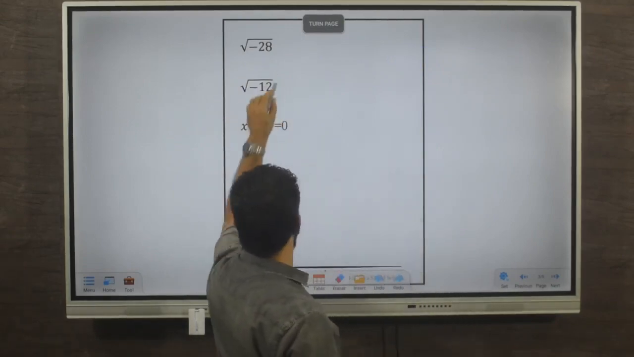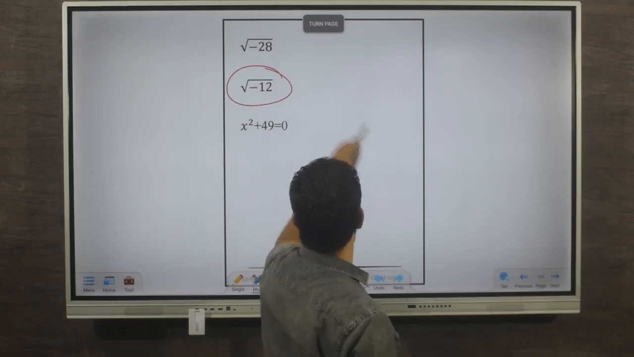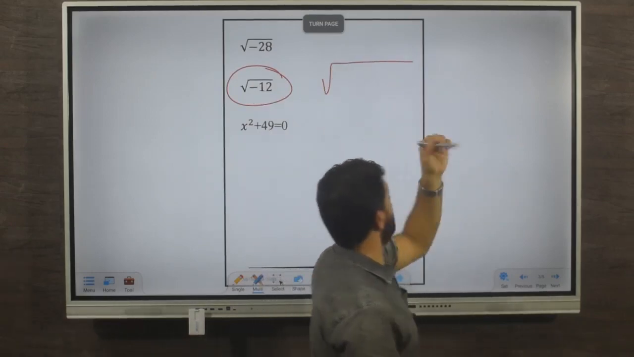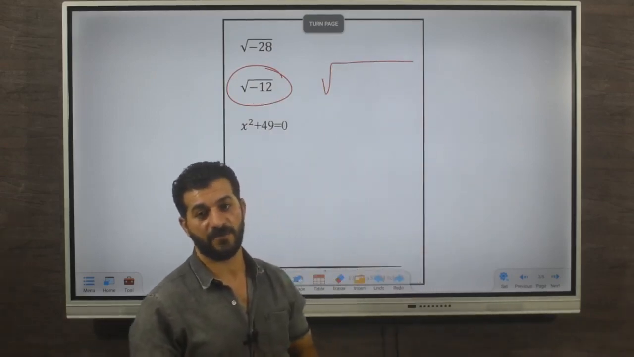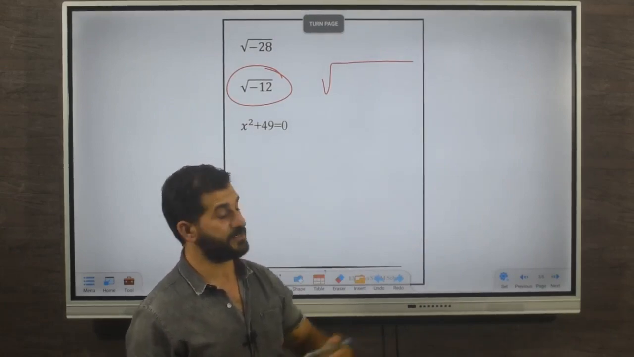Here, what is the square root of negative 12? Okay, please, once again, pause the video and have a go. Come back when ready to check your solution against mine.